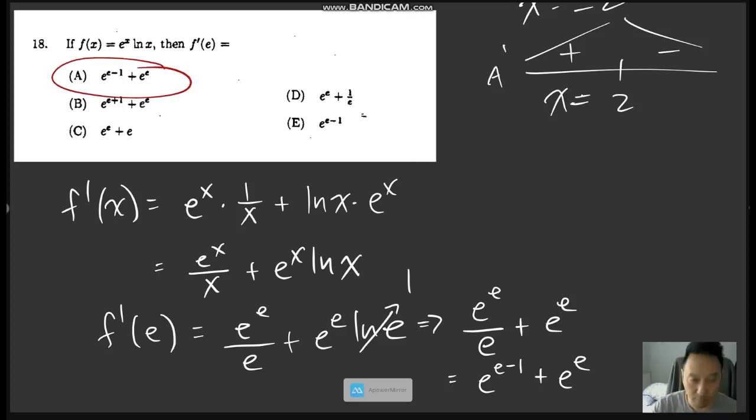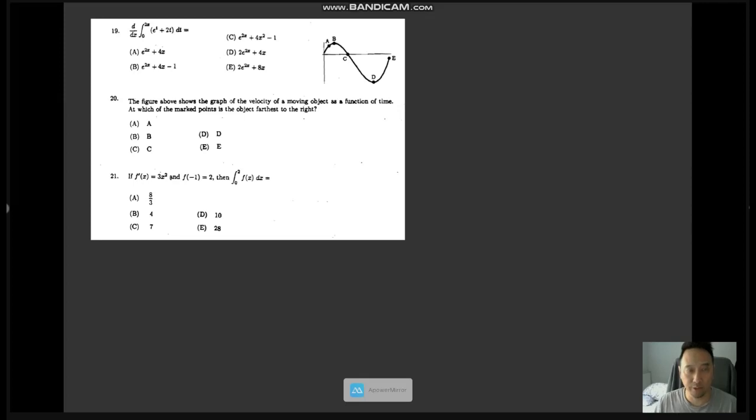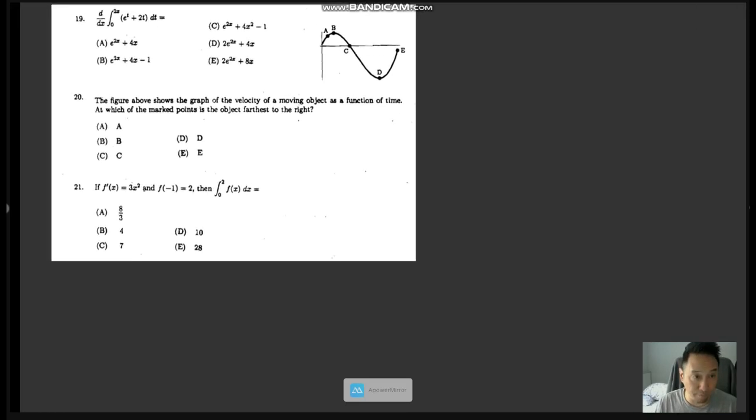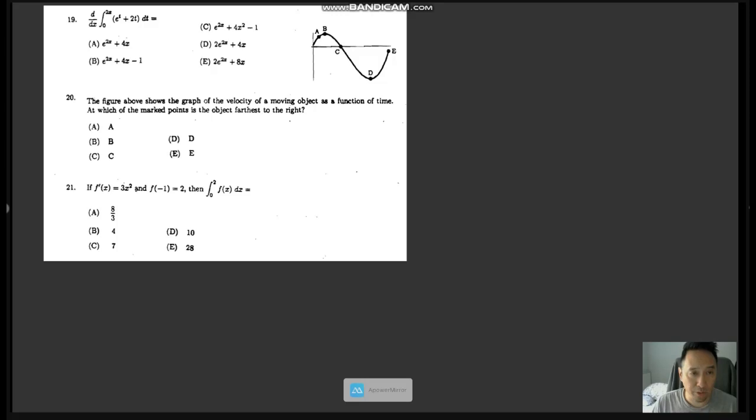Alrighty, so moving on to number 20. Let me move this over. So number 20, the figure above shows a graph of the velocity of a moving object as a function of time. At which of the marked points is the object furthest to the right? Well, if this is my velocity graph, which it is, right? So let me just put that down. This is my velocity graph.